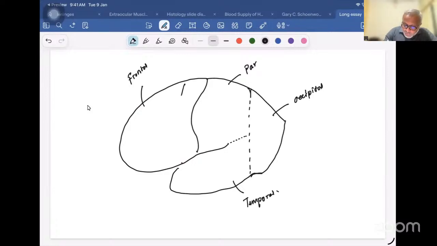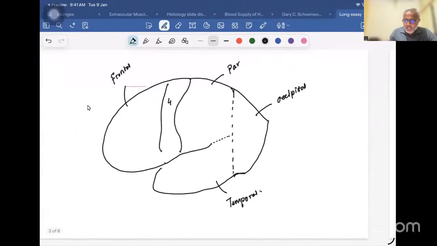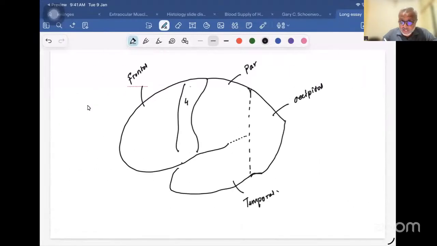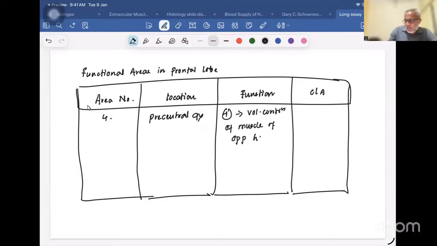In the frontal lobe, the first important functional area is area number 4. Where is it present? What sulcus or what gyrus is this? This is the pre-central gyrus. Correct? So the location we can write as pre-central gyrus. What about the function? Stimulation of this area leads to voluntary contraction of muscles of the opposite half of the body.